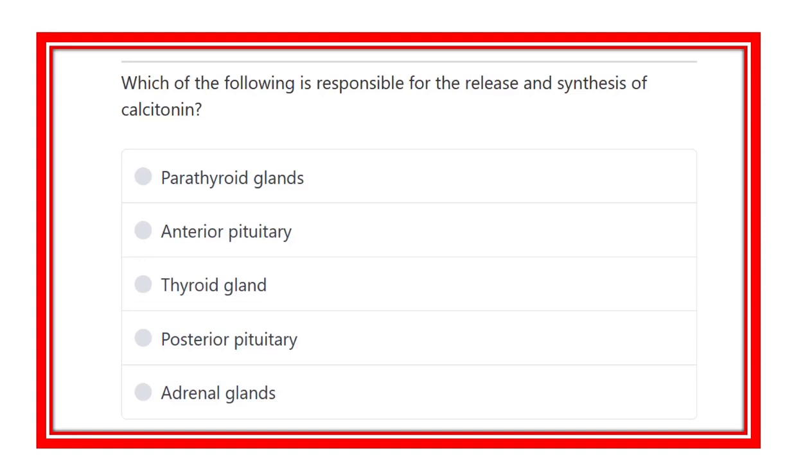is responsible for release and synthesis of the calcitonin. So the calcitonin is a hormone which plays an important role in calcium homeostasis, and it decreases the blood calcium level. We have to find out the synthesis of the calcitonin in which organ. Here the options are parathyroid gland, anterior pituitary gland, thyroid gland, posterior pituitary gland, and adrenal gland.